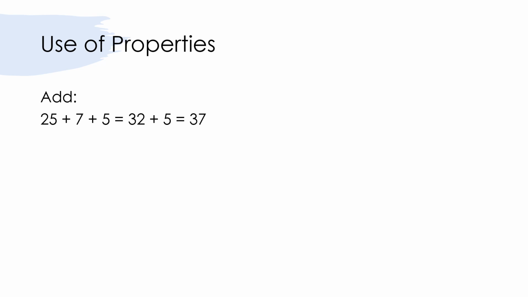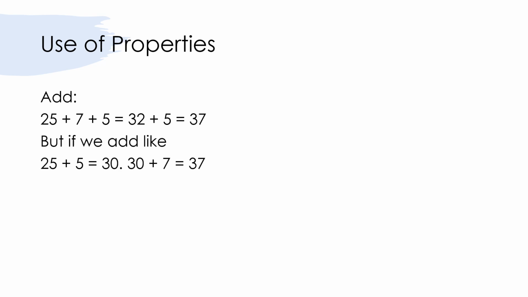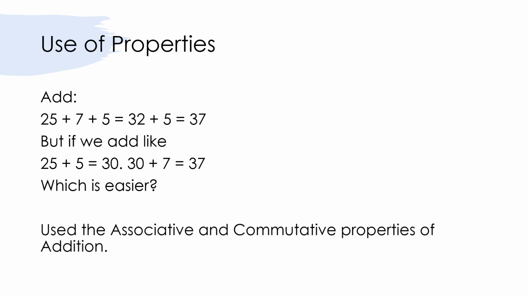But can we do it in an easier way? What if we add 25 with 5 first? Isn't it easier? We get 30. And then we add 30 with 7. It is 37. So which one was easier? Wasn't doing it the second way easier than the first? So here we have used the associative and the commutative properties of addition to make addition easier for us.